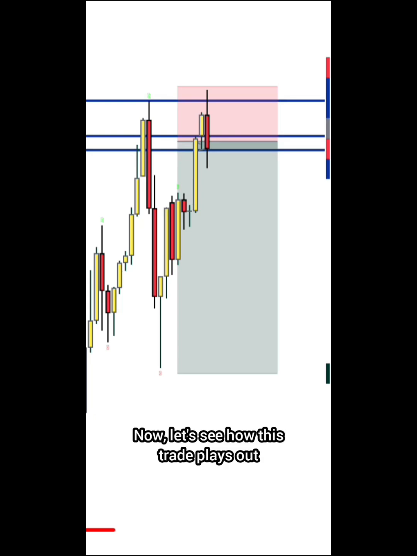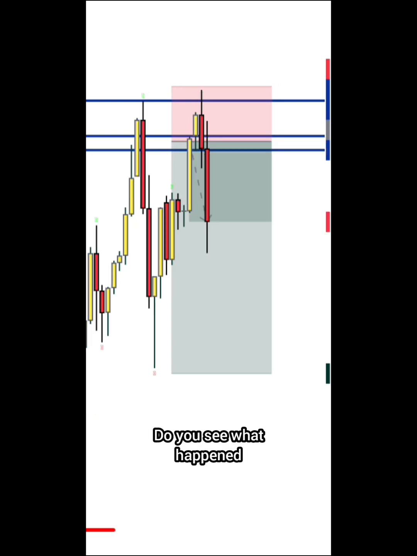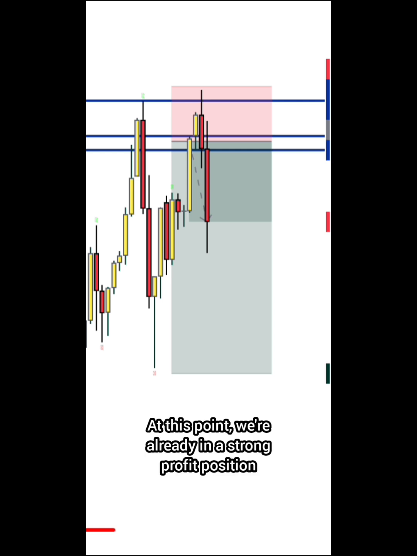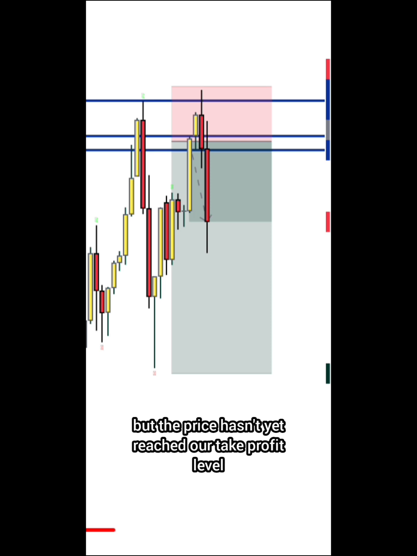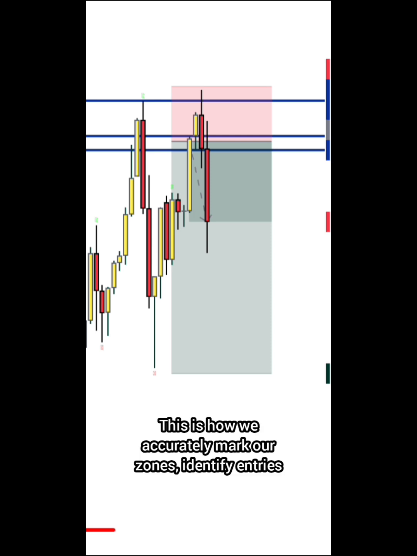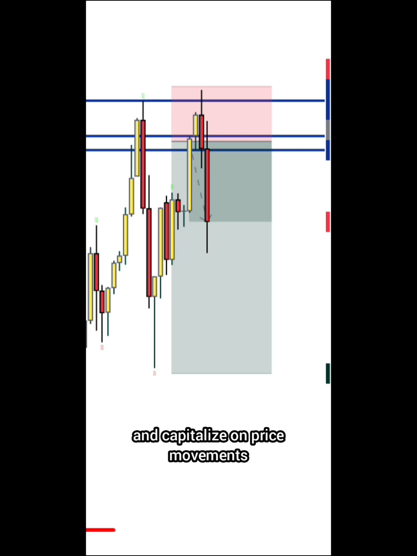Now, let's see how this trade plays out. Do you see what happened? The price entered our zone, triggered our order, swept liquidity, and then went bearish. It reversed and moved downward, putting us in significant profit. At this point, we're already in a strong profit position, but the price hasn't yet reached our take profit level. This is how we accurately mark our zones, identify entries, and capitalize on price movements. The sweep has given us substantial gains, ranging from 30 to 50 pips in profit.